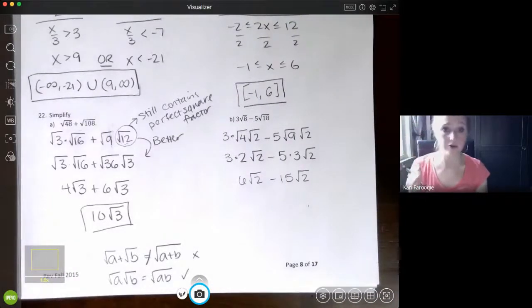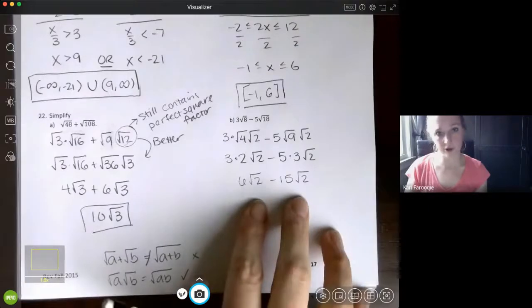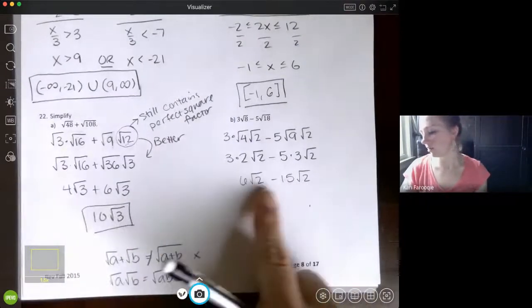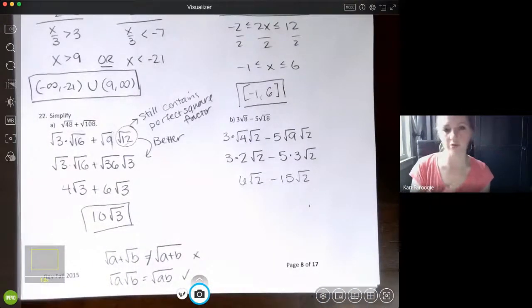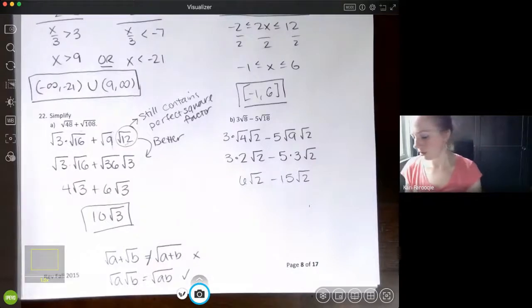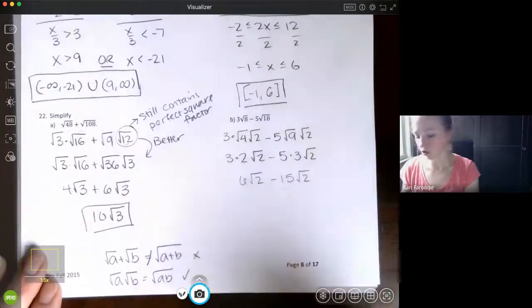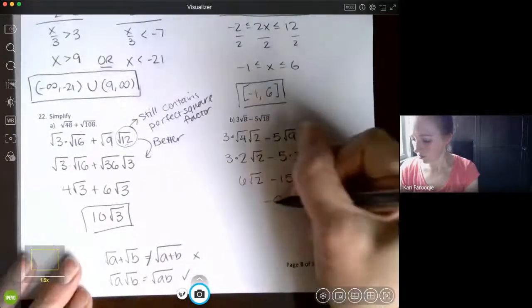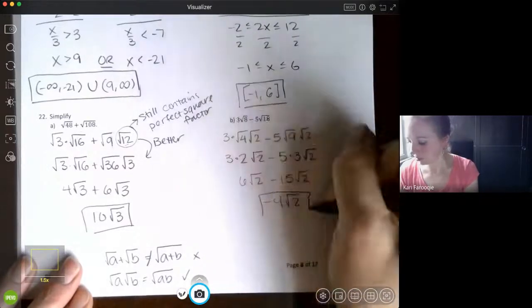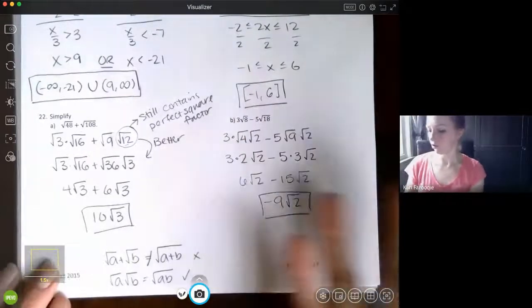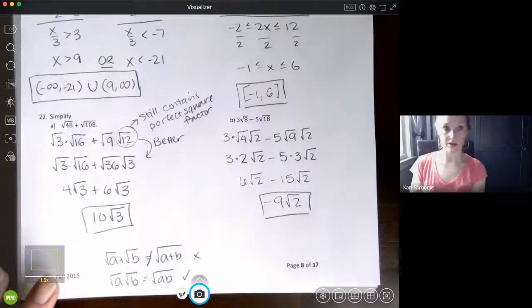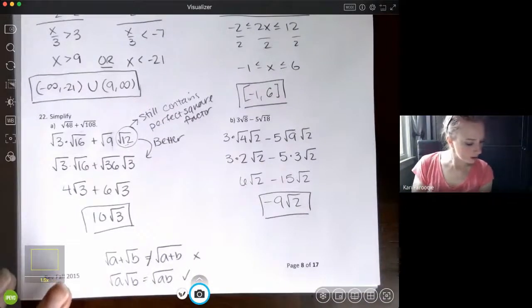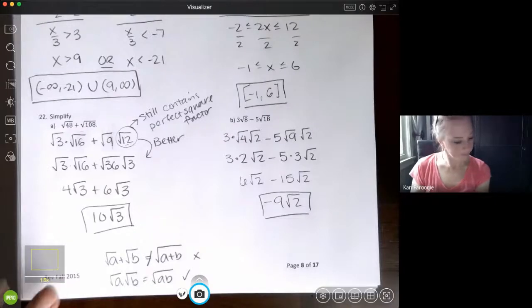And here is where you have the situation where you have like radicals, and you're just going to act like that square root of 2 is just kind of like a variable that you're pulling along in each successive computation. 6 minus 15 is negative 9. So you'll have 6 square roots of 2 minus 15 of them gives you negative 9 of them. And that was 22B.